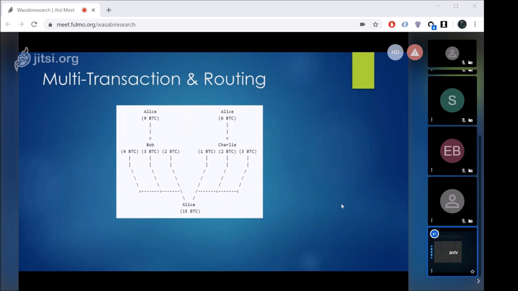And then if Alice has two large coins and she needs to consolidate them, but she doesn't want the histories of those two coins to be merged, she can again do the same thing by swapping them for Bob and Charlie's coins and then finally merging those coins together, because Bob and Charlie's histories are less critical than Alice's history.